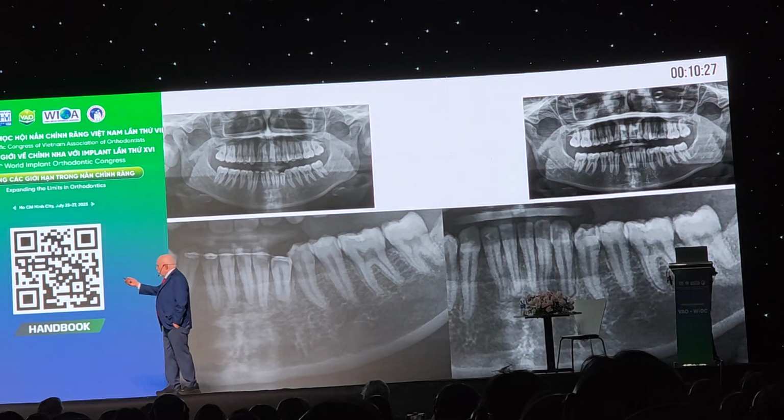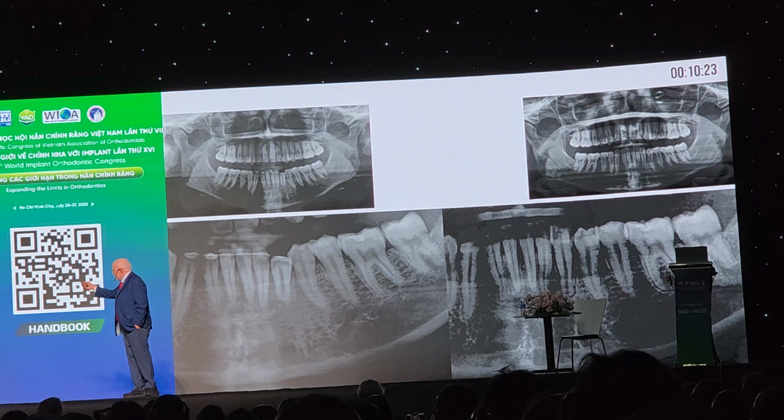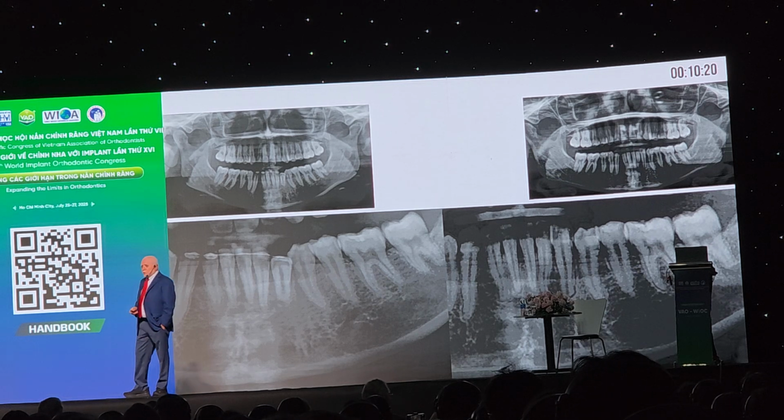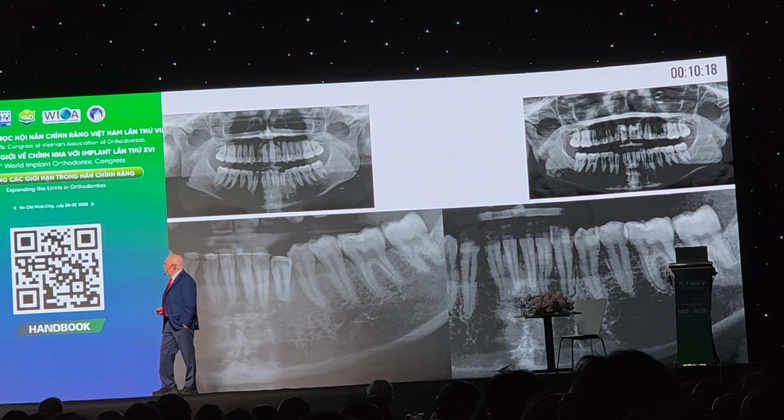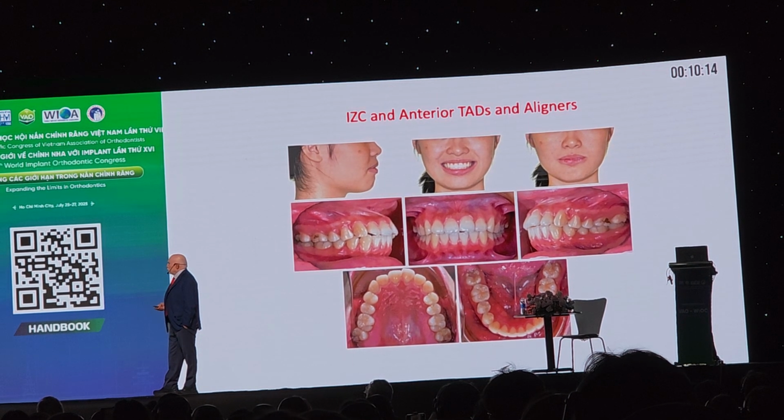A lot of times you can see the difference. Now you can see the root completely, with a little bit of blunting of the root of the lateral incisor. So just to give you an example, this is to show you using infrazygomatic tags.